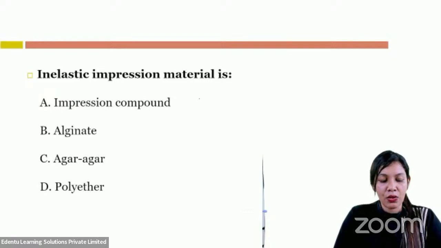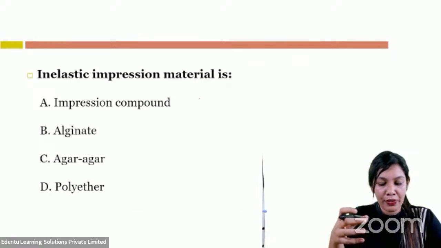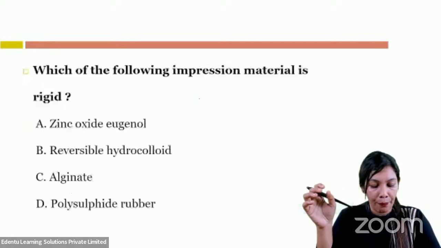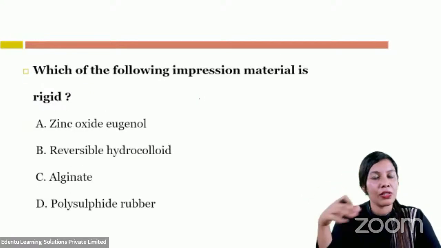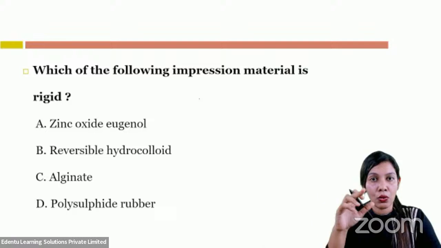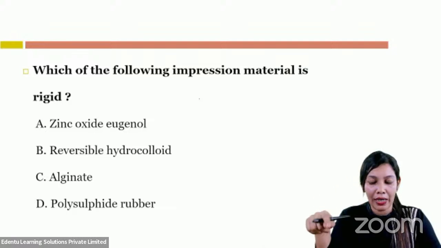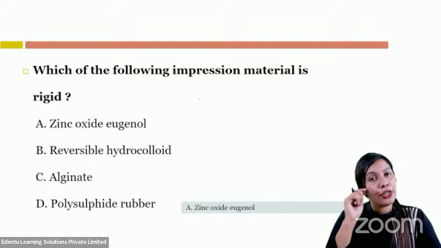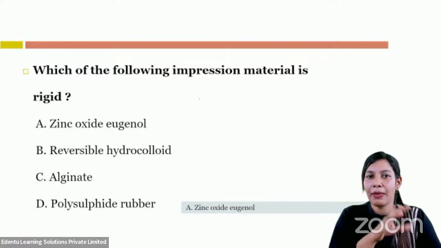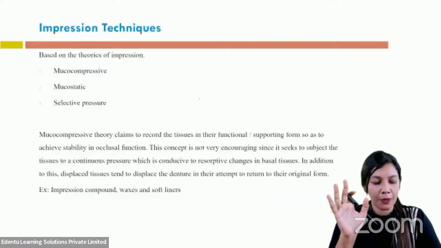Inelastic impression material. So which is the inelastic impression material? Here it is the impression compound, which is inelastic. It can come back to its normal position, but it is of a rigid type. That is the impression compound. Just memorize that box. It will make answering all these questions easy. Which of the following impression materials is rigid? So what comes in that rigid? It's eugenol, right? So it is zinc oxide eugenol. So that was the classification based on the setting reaction: temperature, chemical, etc. Just memorize that, it is a very important box.